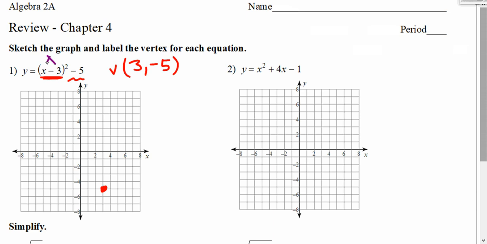And since you know this is an x squared, you know this is going to have a 1, 3, 5 pattern. So remember that 1, 3, 5 pattern. You're going to go up 1 and up 3, and 1, 2, 3, 4, 5, up 5. You've got the 1, 3, 5 pattern. That's the pattern that all parabolas make.